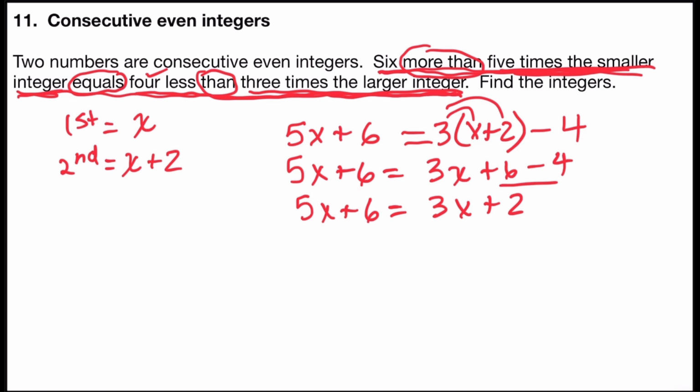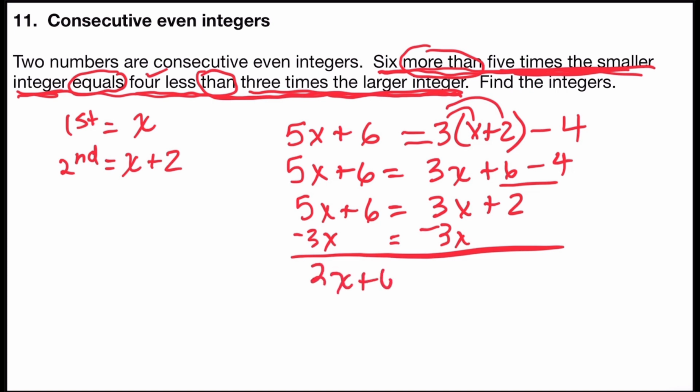Now I'm going to gather my variables on one side and my numbers on the other. I'll subtract 3x from both sides to keep my variable positive. 5x minus 3x is 2x plus 6 equals 3x minus 3x is 0. 0 plus 2 is 2. Now I'm down to a 2-step. Subtract 6 from both sides and divide by 2.